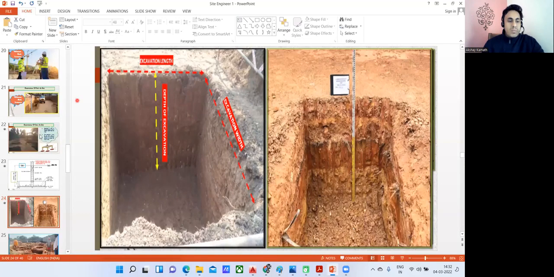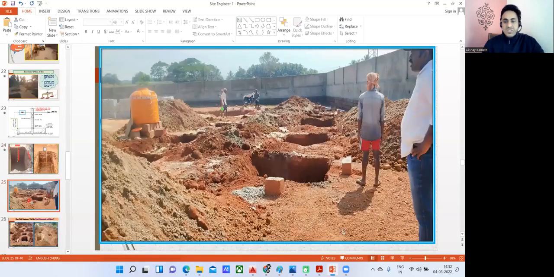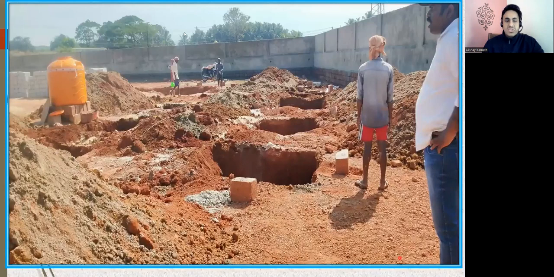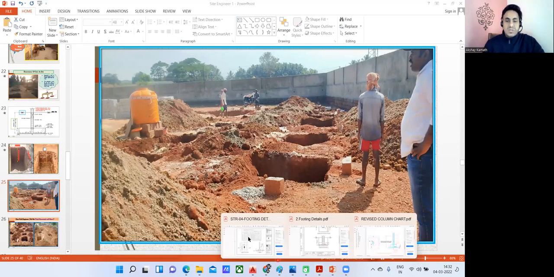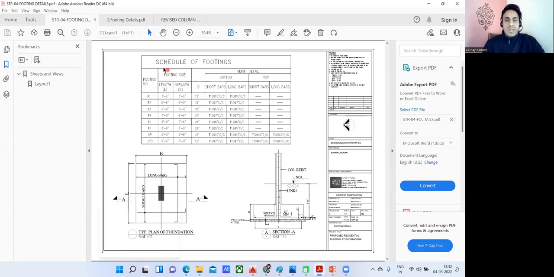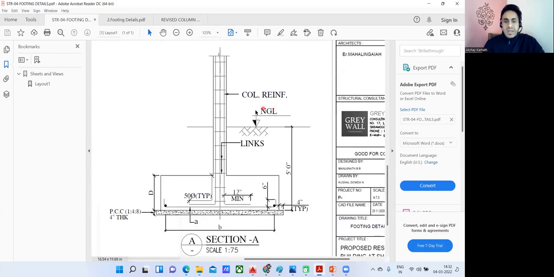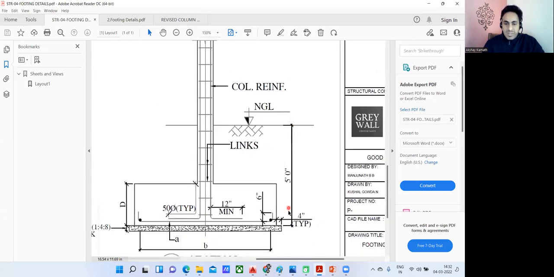Now coming to the main point. When you do the excavation, this is how it looks finally. You've done the excavation, let us say for 1, 2, 3, 4, 5, 6, so many footings. Now we'll try to see how different structural drawings mention it. I've taken one drawing here. It is the schedule of footings, and this is the section where we need to concentrate, to see what the depth of the footing is. Here you can see they have written NGL, which is called natural ground level, and from there they have given an arrow mark. You have to do an excavation of 5 feet, you can see.